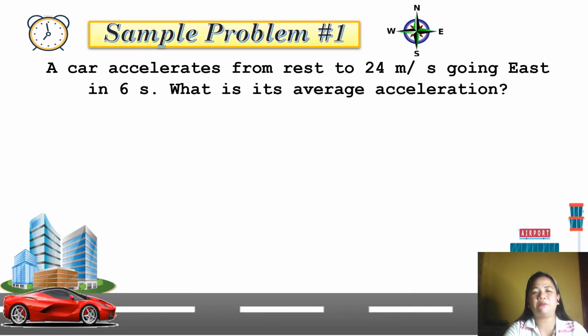Okay, let's take for example number 1. A car accelerates from rest, okay, to 24 meters per second going to the east in 6 seconds. So what is the average acceleration? Okay. So we have the clue word. Ano yung clue word natin? Our clue word is from. Sa Tagalog, kung sinabi natin from, dun siya nag-start. Okay, in this problem, kapag may nakita kayong word na rest, it means zero. Why zero, ma? Kasi po, pag sinabi natin rest, siya ay nag-stop. Huminto.